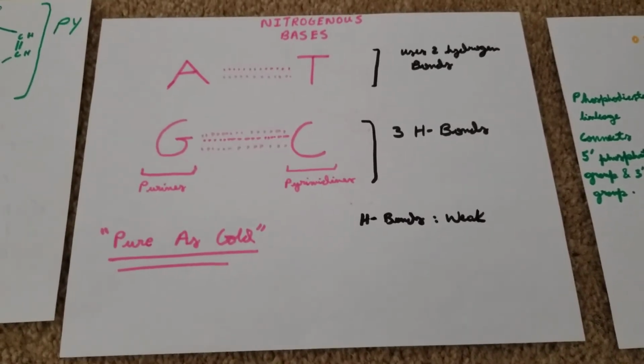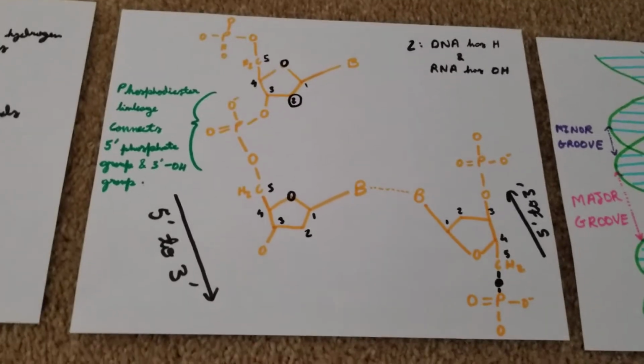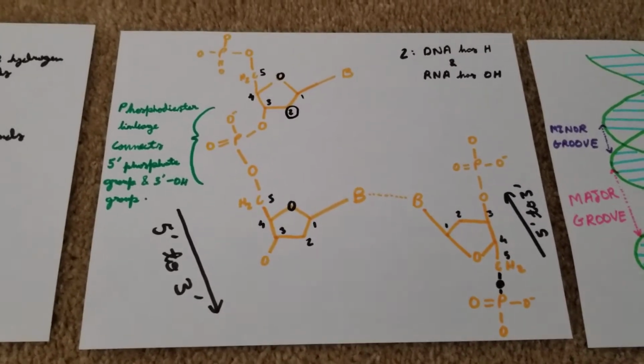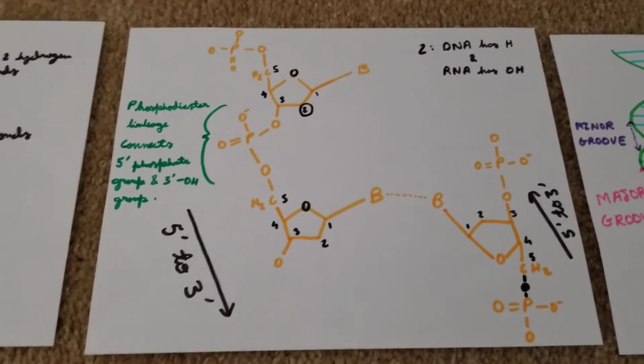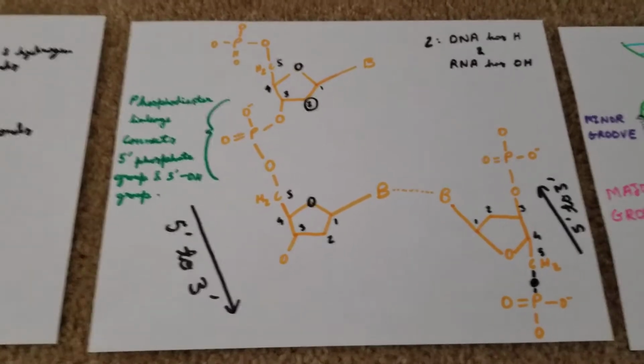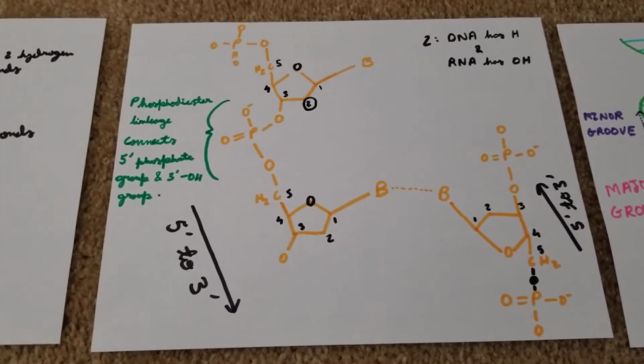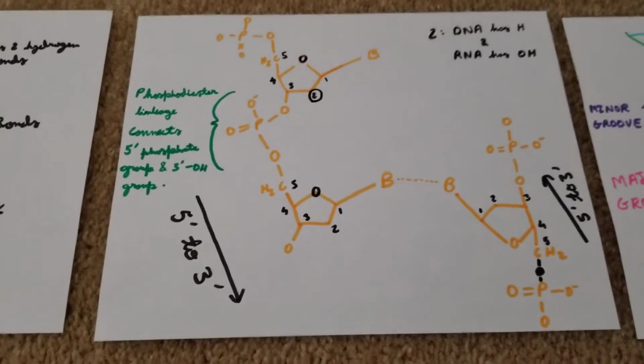Now let's take a closer look at the sugar groups and phosphate groups. Here you can see that there are phosphodiester linkage bonds, which connect the 5' phosphate to the 3' OH group. The sugar group's carbons are numbered in a certain way, which translates to the alignment. Let me explain. Here we can see that it is labeled 1, 2, 3, 4, 5.